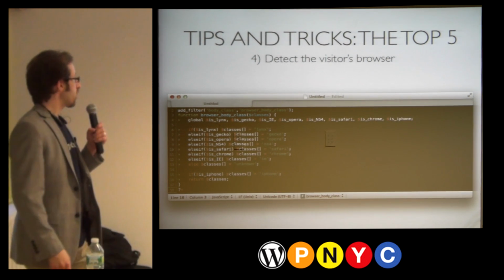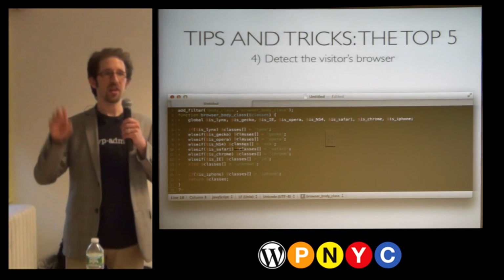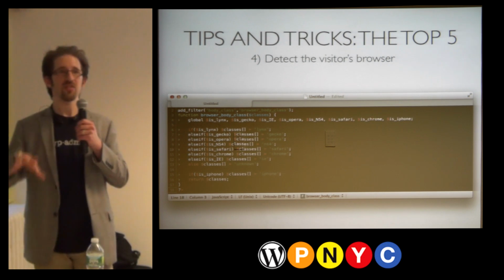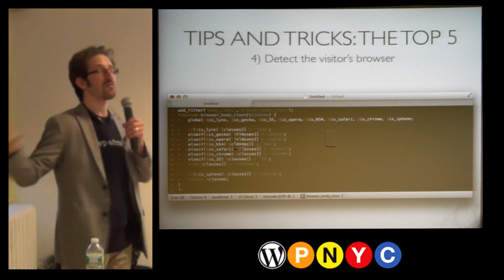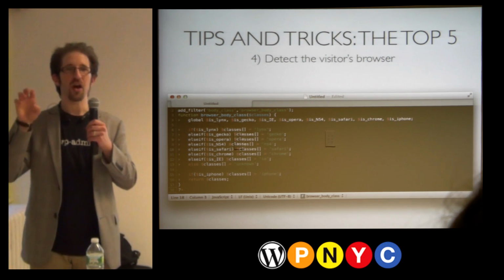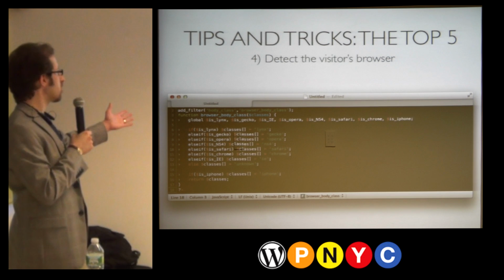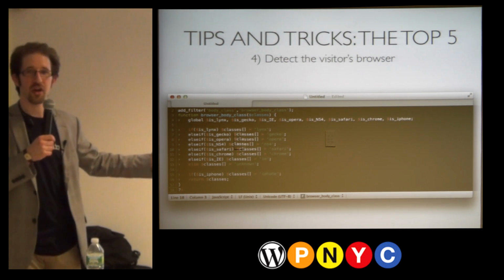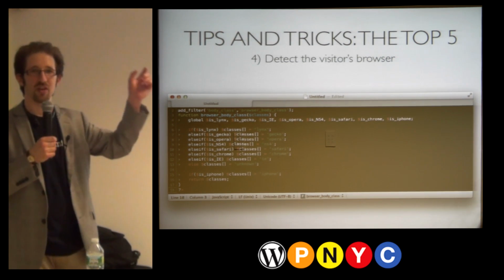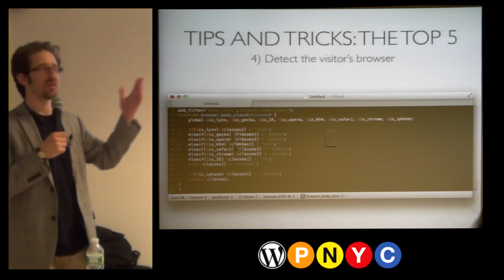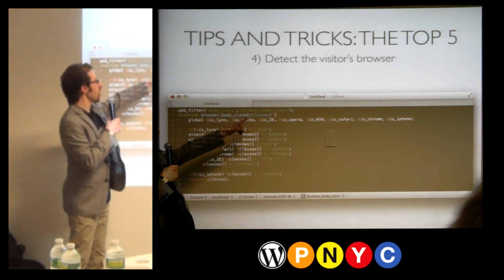Number 4, detect visitor browsers. WordPress already in the core detects which browser the user that's visiting the site is using, whether it's Chrome, Safari, Gecko, iPhone, and these are global variables that you can access from anywhere. So this is code that you can pop right into your functions.php that will add a class to the body of your site indicating which browser it is. So this is the body class filter and browser body class.